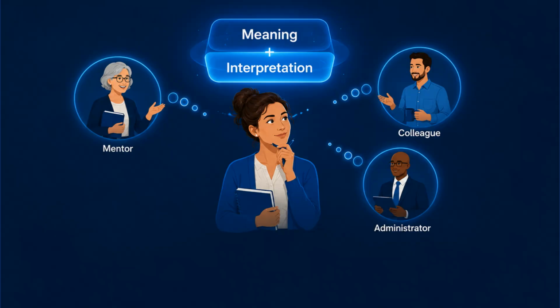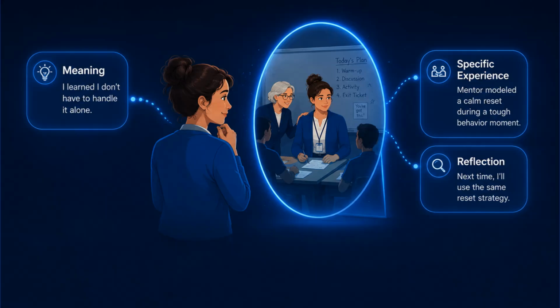Another subquestion was, how do first-year teachers make sense of the support they receive from mentors, colleagues, or administrators? This focuses on meaning and interpretation. The layer is meaning. The lived detail needed is reflection grounded in a specific experience with a mentor, colleague, or administrator.